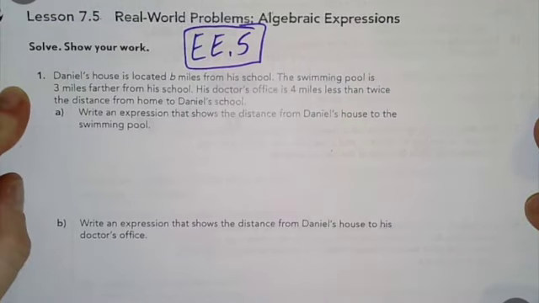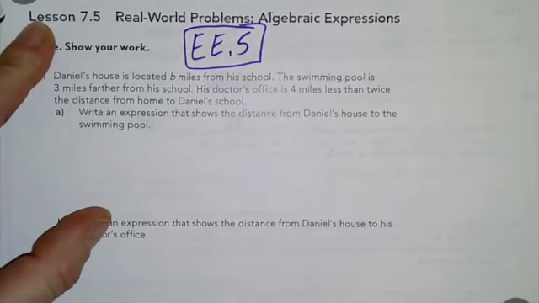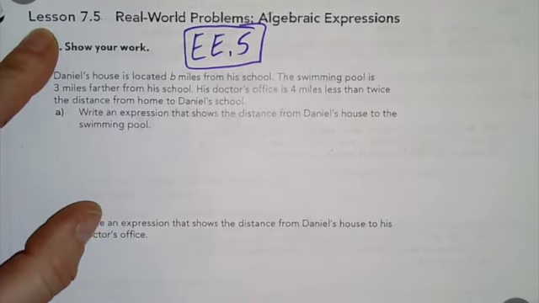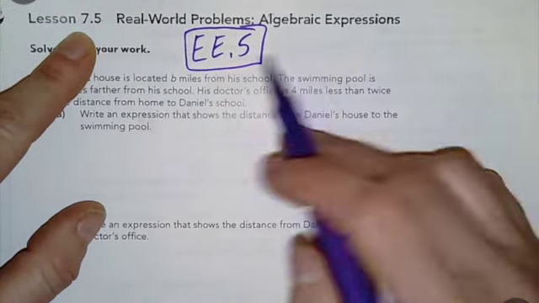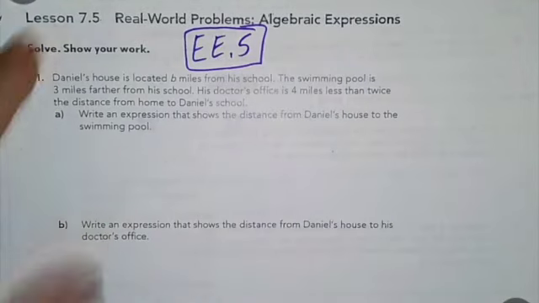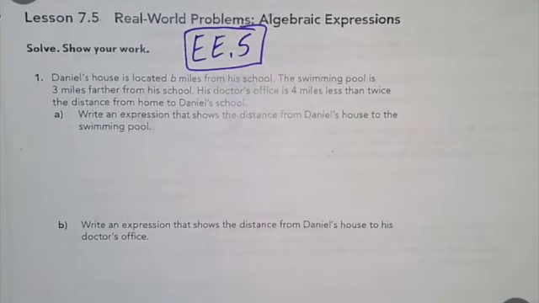This page is a worksheet. It's in the packet. It says lesson 7.5, real world problems, algebraic expressions. This goes along with standard EE5. I'd like to do this video and kind of do this particular page with you. So the first example, solve and show your work.